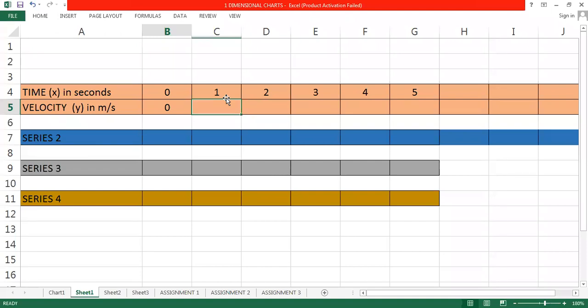It means that when the object is uniformly accelerating with 2 meter per second square, the velocity of the object will increase by 2 meter per second for every 1 second. So after 1 second, the velocity will be 2. How much will be the velocity after 1 second? 2, because the velocity of this object is increasing by 2 meter per second for every 1 second. So what will the velocity after 2 seconds? The velocity after 2 seconds will be 4.